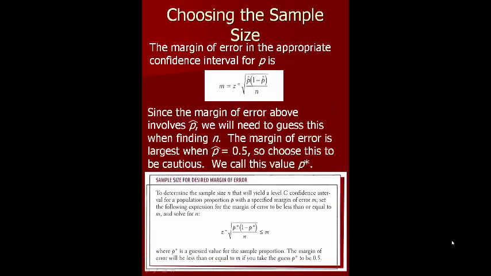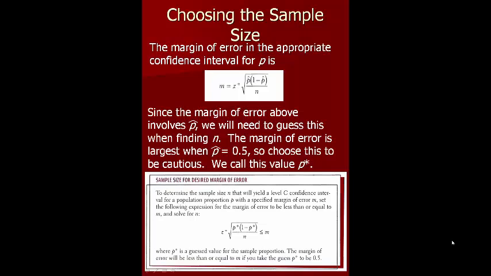Choosing the sample size is very similar to what we did for finding it for means. So we have to find n. In means we had sigma over the square root of n, and you had to solve for n in that case. But for proportions we have one other problem, because p hat involves n. Well, we don't have n, so how do you get p hat?